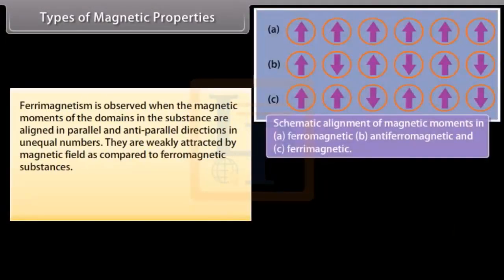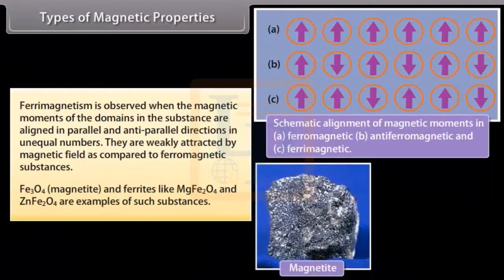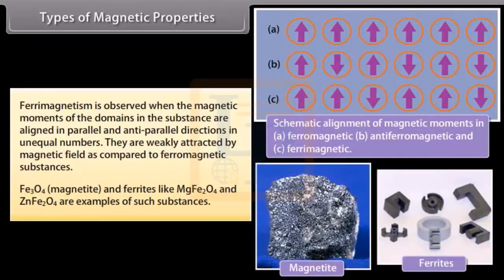Ferrimagnetism. Ferrimagnetism is observed when the magnetic moments of the domains in the substance are aligned in parallel and anti-parallel directions in unequal numbers. They are weakly attracted by a magnetic field as compared to ferromagnetic substances. Fe3O4, magnetite, and ferrites like MgFe2O4 and ZnFe2O4 are examples of such substances.